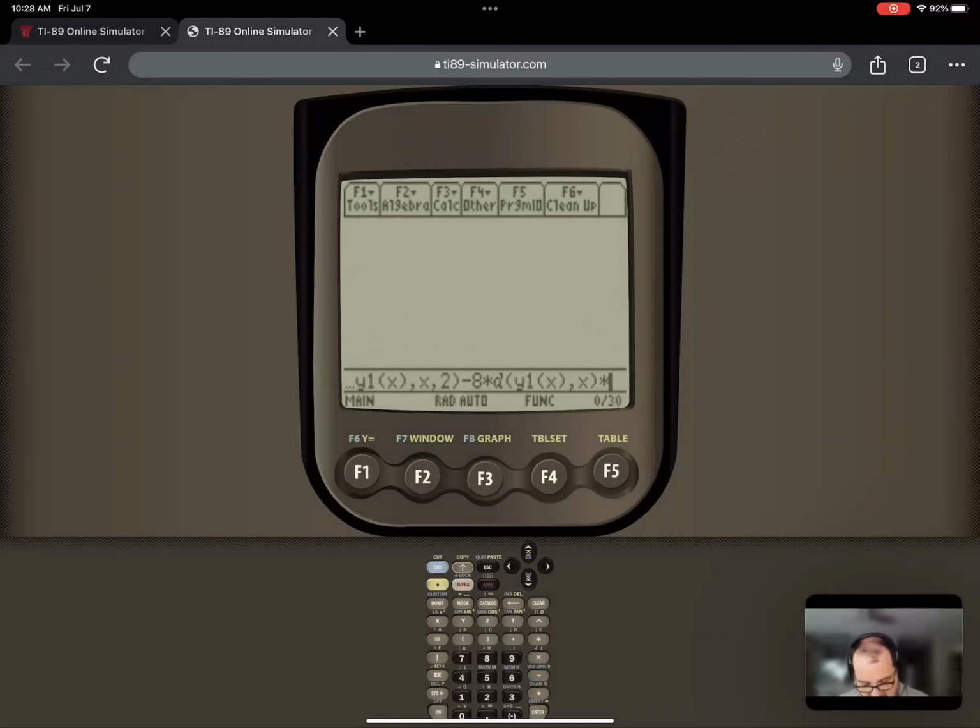I am adding a 16 times y1 of x. So in that home screen command line, this is basically me typing out the left-hand side of my DE. And if I hit enter and have it evaluate, we should find that indeed we get 0. Right? That would be a confirmation that e to the 4x is indeed a solution.